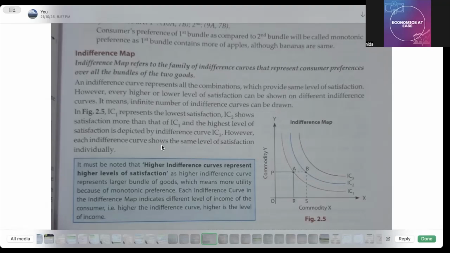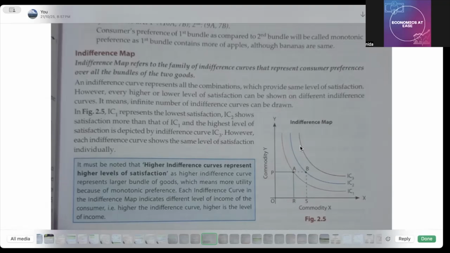So each indifference curve shows the same level of satisfaction individually. It must be noted that higher indifference curve represents higher levels of satisfaction, as a higher indifference curve represents a larger bundle of goods. यहाँ पे क्या हो गया? यहाँ पे y का थोड़ा कम ही बंडल होगा, और x का भी कमोडिटी का बंडल कम होगा. यहाँ पे जो थोड़ा सा बड़ा, ठीक है, यहाँ पे समझ लिए, यहाँ से y का बंडल क्या हो गया? ब्लू लाइन तक लाएंगे तो ज्यादा बढ़ जाएगा, और यहाँ पे आपका x का भी बंडल बढ़ जाएगा.